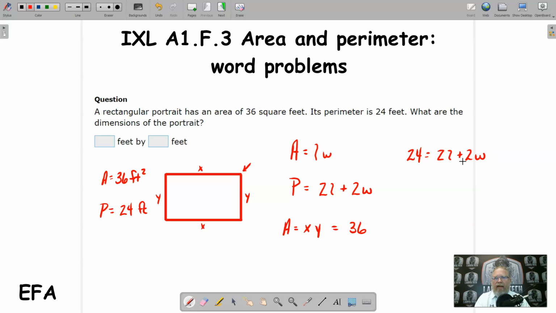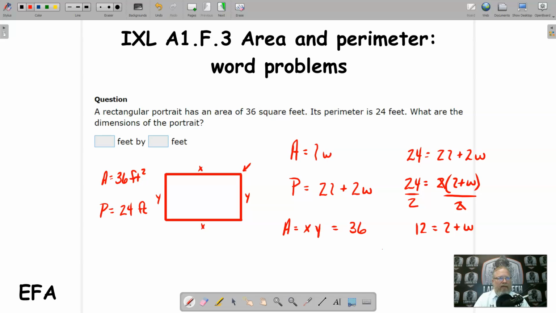Now, we can rewrite the right side of the equation. 24 equals, and let's factor a 2 out. That leaves behind the length plus the width. Well, we could divide both sides by 2. That cancels those 2's. 24 divided by 2 is 12, equals length plus width. So now we're looking for numbers where length and width are like X and Y, I guess we could call those.